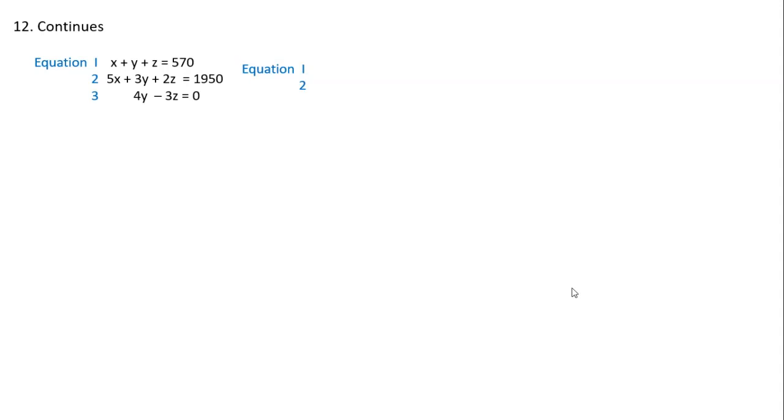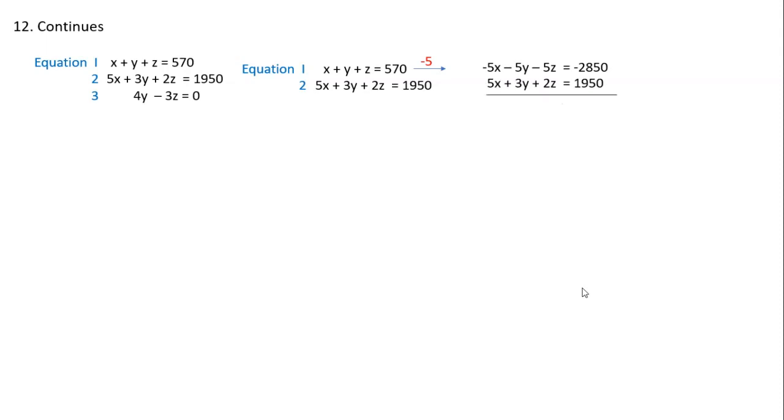The reason why I want to get rid of the x is because I have a third equation that already has no x, so half of my work is already done for me. So let me get rid of my x from my first two equations. To do that, I need to multiply the first equation by a negative 5. When I do that, I get negative 5x minus 5y minus 5z equals negative 2,850. I'm going to add it to equation 2, and when I do this, I have minus 2y minus 3z equals negative 900.